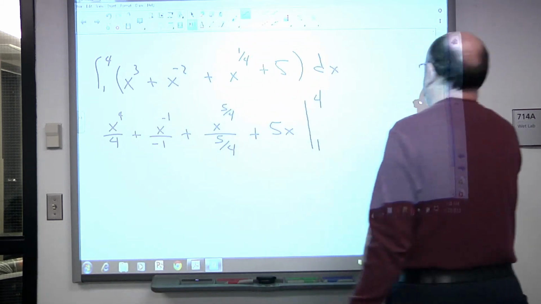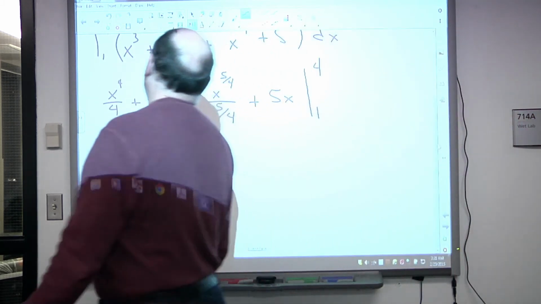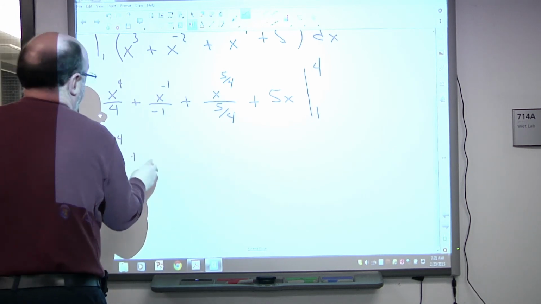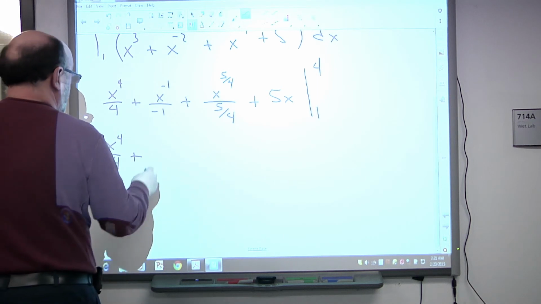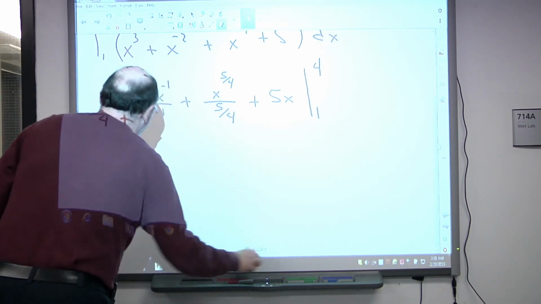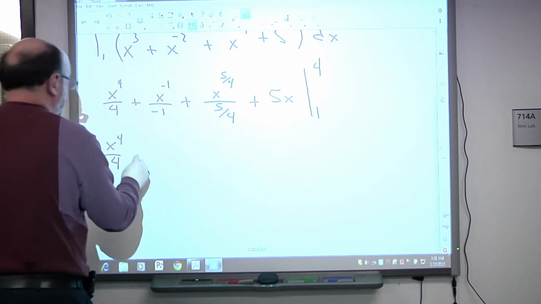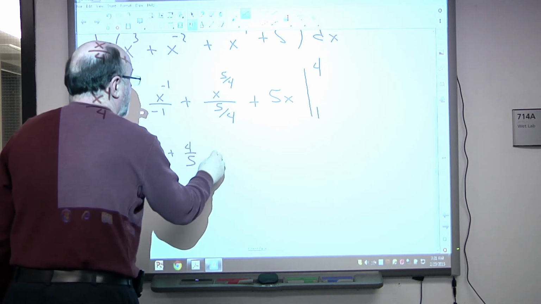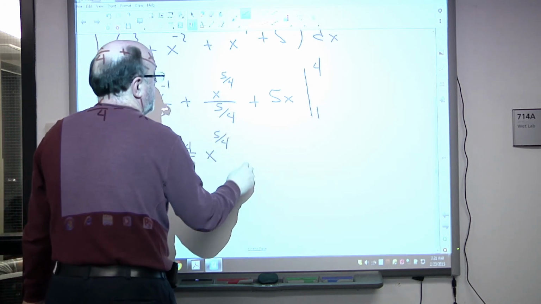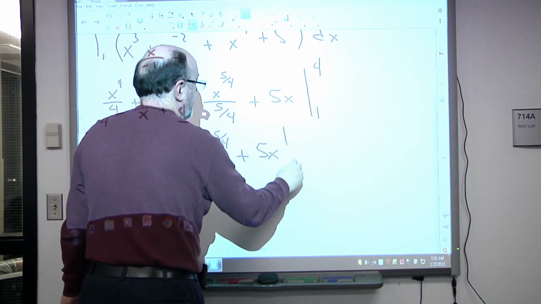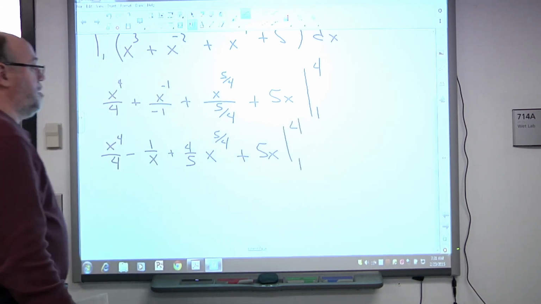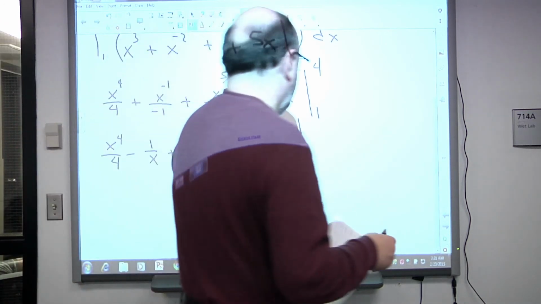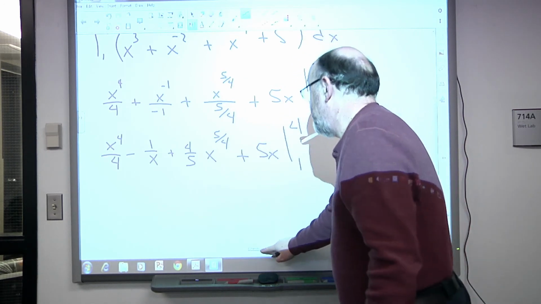Right? So let's go through and simplify this a bit. So this is x to the 4th over 4, plus, actually it'll be a minus x to the -1, so minus 1 over x, plus 4/5 x to the 5/4, plus 5x evaluated from 1 to 4. Right? So the next step then would be to do all the number crunching of this one.